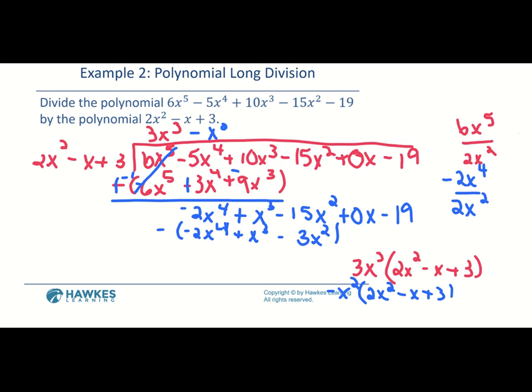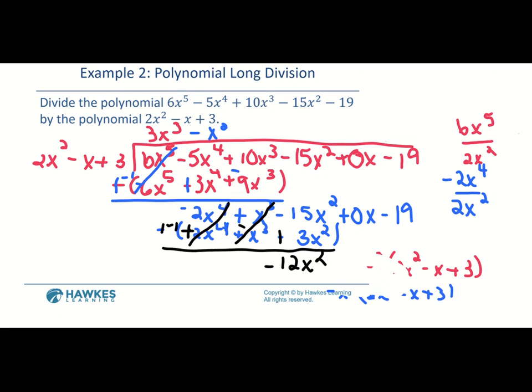All right, and we'll distribute that negative. So that becomes a positive, that becomes a negative, and that becomes a positive. So the first terms cancel out. Here, it's kind of nice. The second terms also cancel out. And then we're left with negative 15x squared plus 3x squared, which will give me a negative 12x squared. And let me erase over here a little bit to make some more room. We will bring down my 0x minus 19.